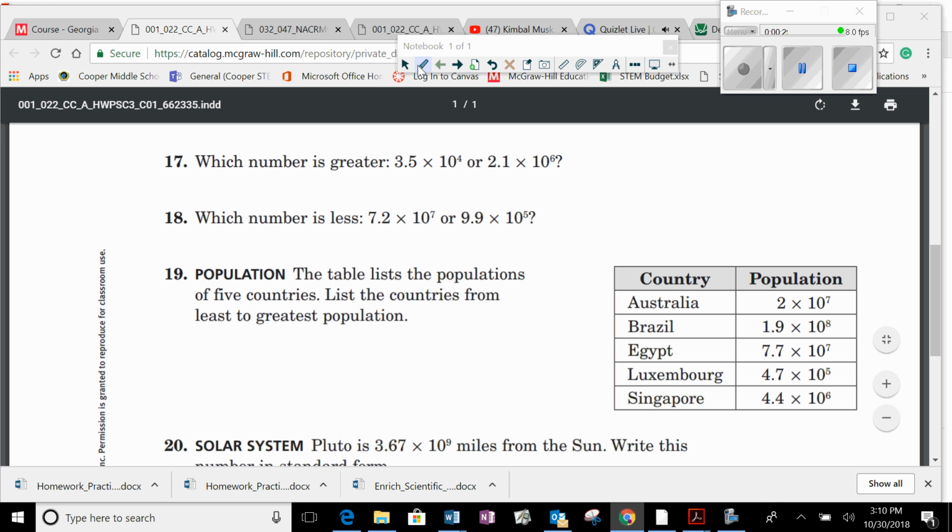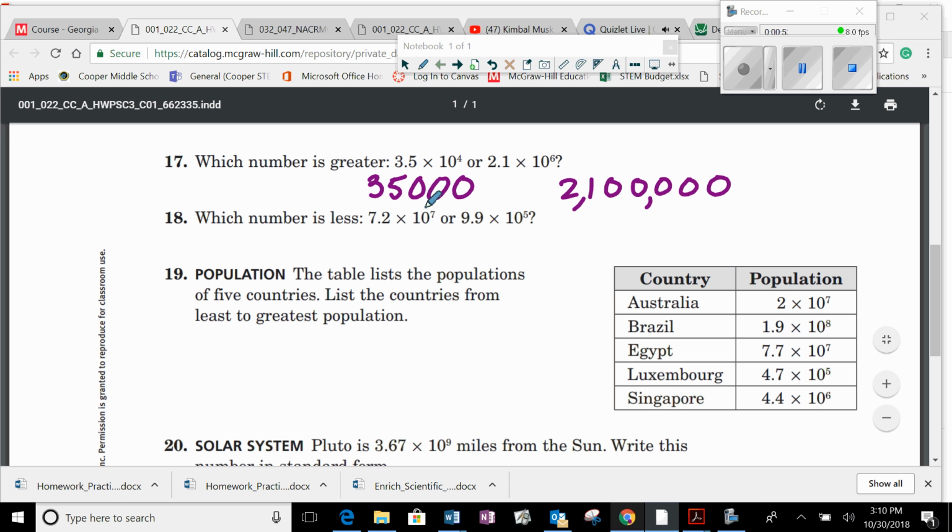So this means it has 6 places after the decimal. This one means it has 4 places after the decimal. So if I were to write this out in standard form, this would be 3, 5. That's 1, 2, 3, 4 decimal places. Here I would have 2 and then 1, 2, 3, 4, 5, 6 decimal places.